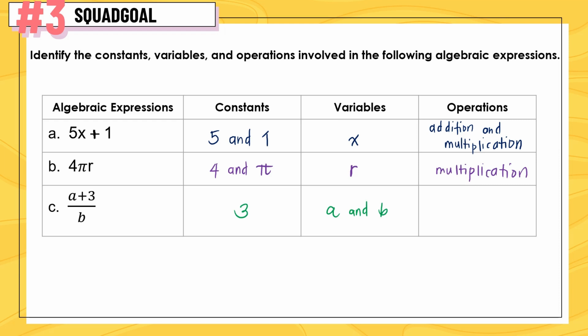By the way, in writing variables, when you're using letters, make them italicized. Like this one. This one is supposed to be italic. Same with this one. It should be italicized. So, what are the operations for this algebraic expression? First, we have the addition, of course. And what is the other one? Since this is in fraction form, please take note that when we are dealing with fraction, we are dealing with division. Okay? So, this is division.